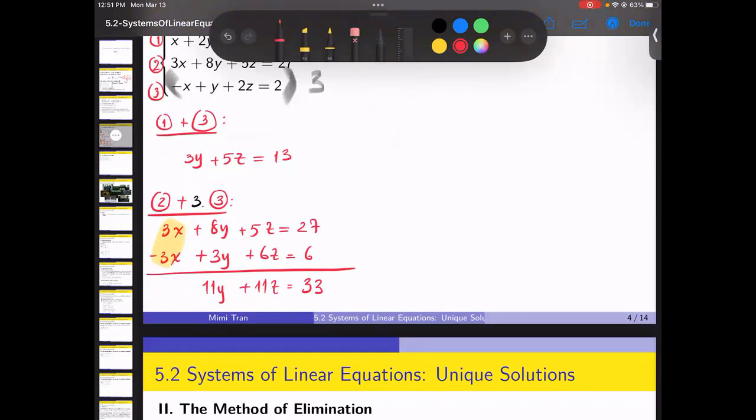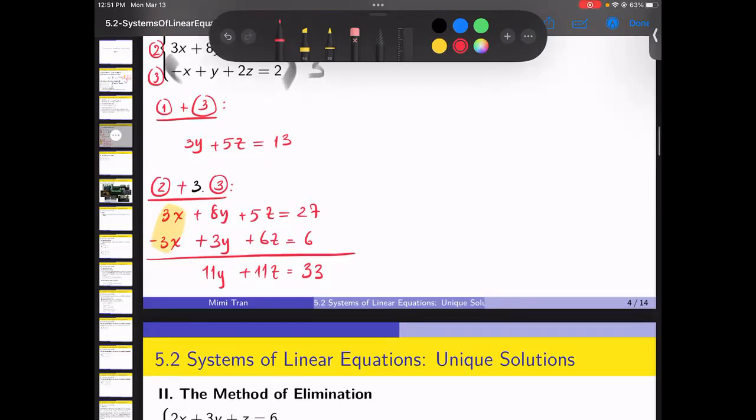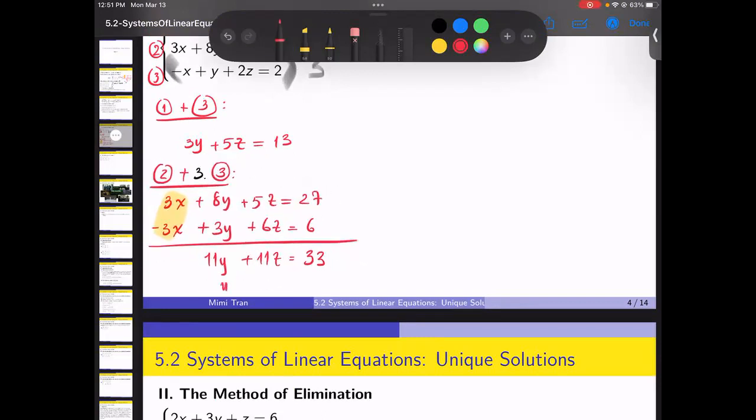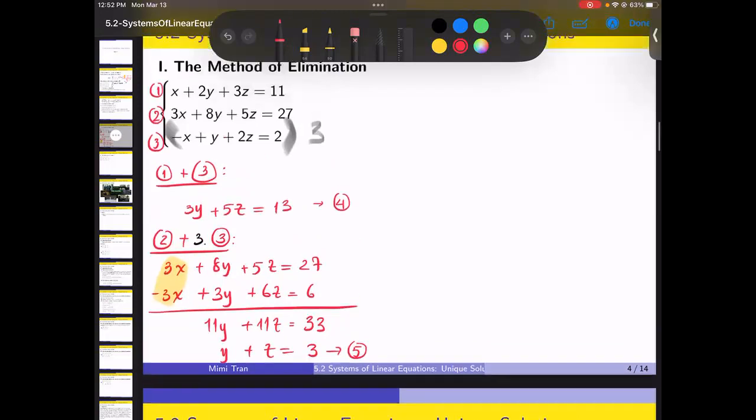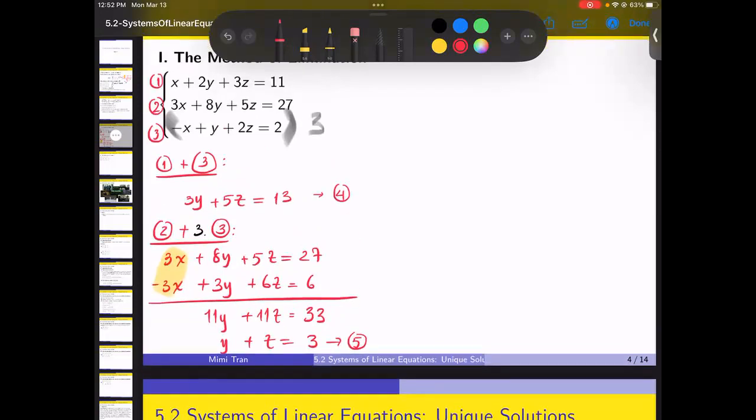Can I reduce it? Can I divide both sides by 11 to make it smaller? Yeah. Y plus z equal 3. I'm going to call the first one, the 2 by 2, equation number 4. And this is equation number 5. Do you see what you did? From 3 by 3, you reduce it down to 2 by 2.